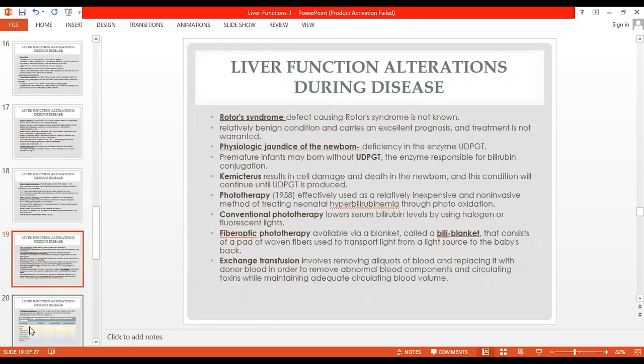Since it was described in 1958, phototherapy has been effectively used as a relatively inexpensive and non-invasive method of treating neonatal hyperbilirubinemia through photooxidation. Conventional phototherapy lowers serum bilirubin levels by using halogen or fluorescent light to transform bilirubin into water-soluble isomers that can be eliminated without conjugation in the liver.